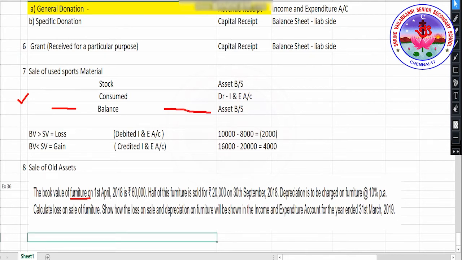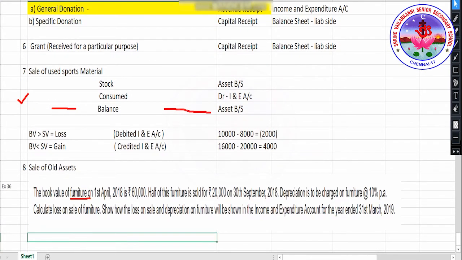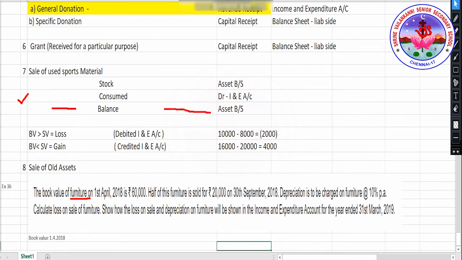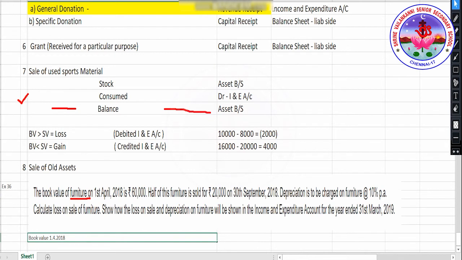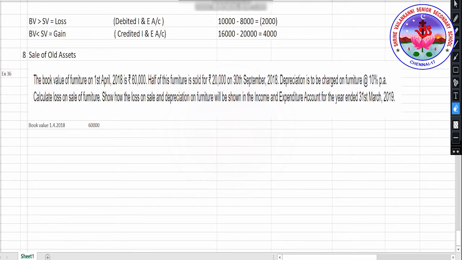We are going to discuss the problem solution. In the next class, class 17, I will be working out the solution, but as of now I'll just discuss what needs to be done. The book value on 1/4/2018 is 60,000.